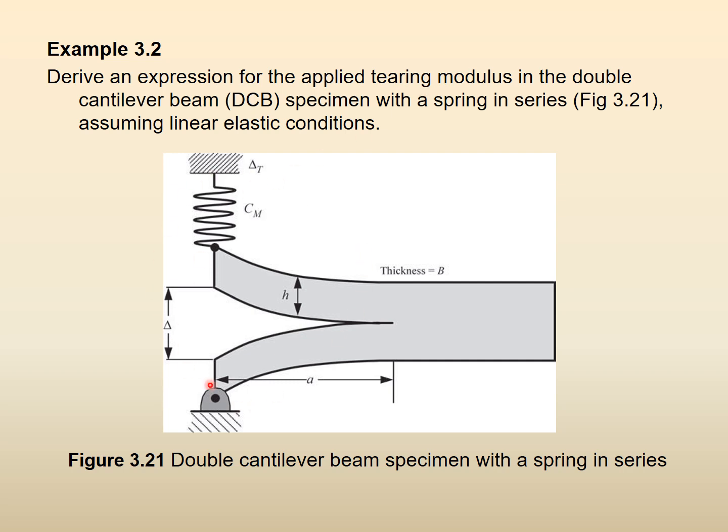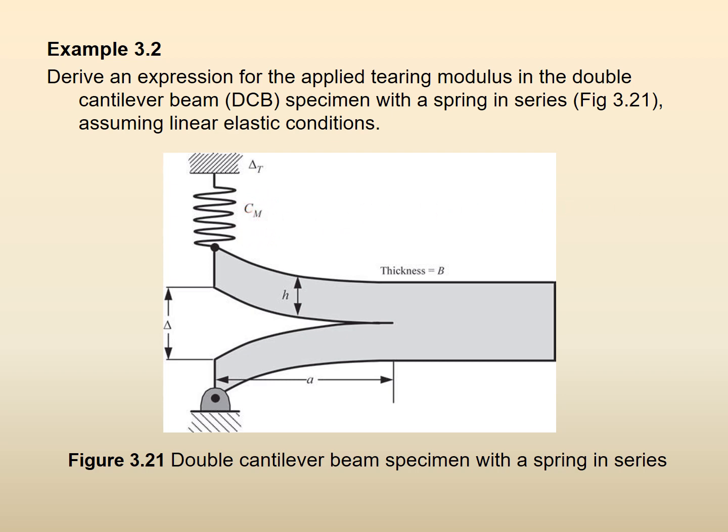So this diagram is exactly the same. You have a double cantilever beam type, half height is h, the crack size is a, the displacement is delta, and the thickness of this specimen is capital B. But because we are doing the applied tearing modulus, with this delta, the total displacement is delta T and the compliance of the system is Cm.